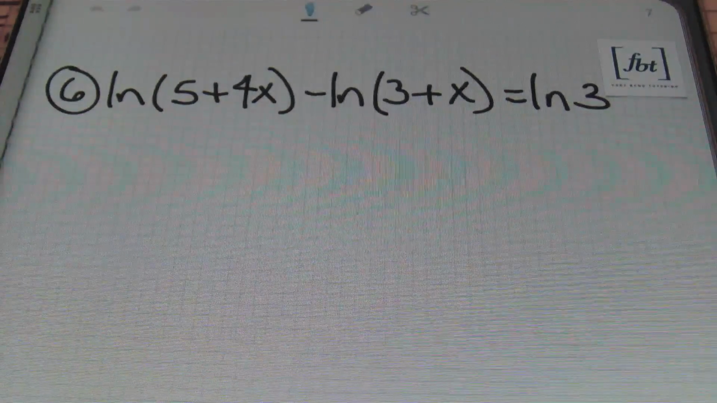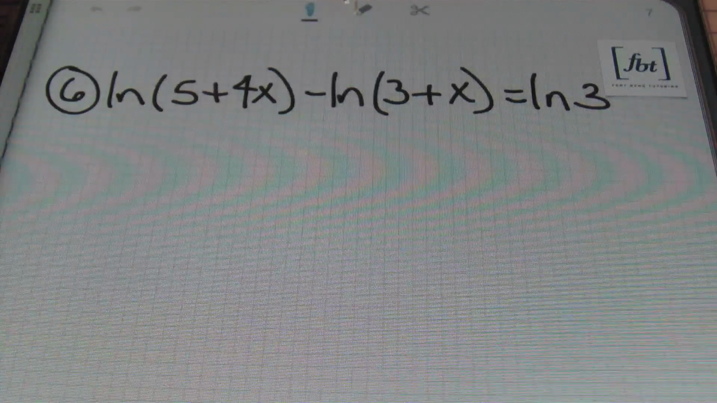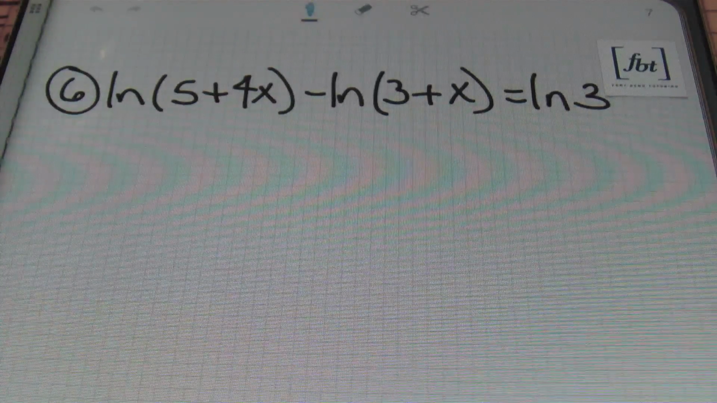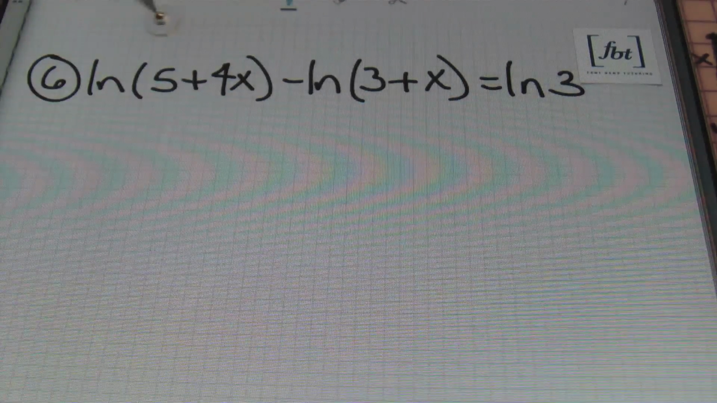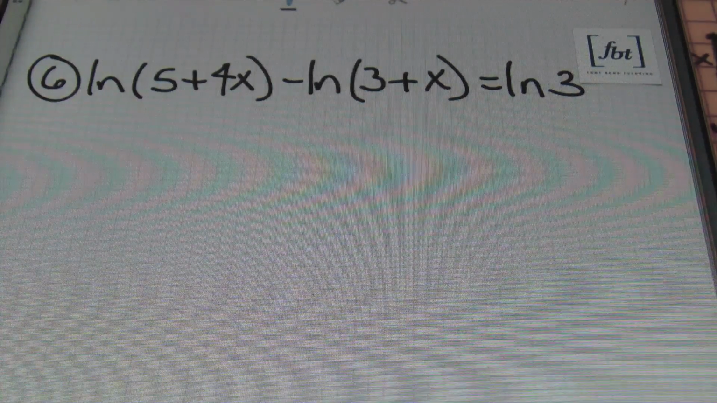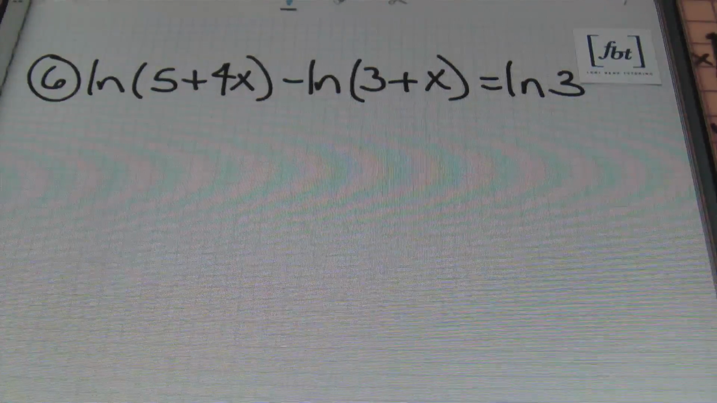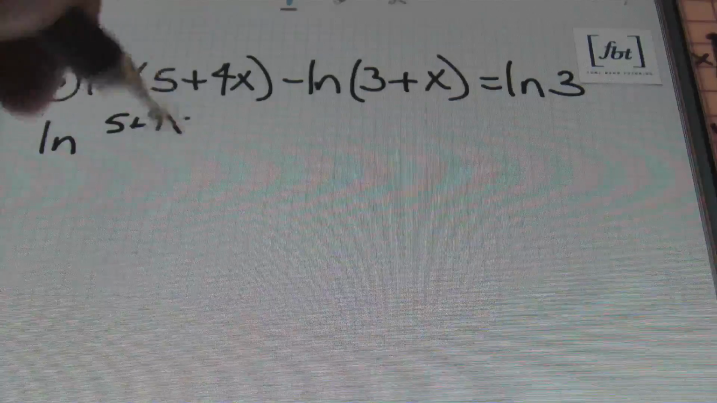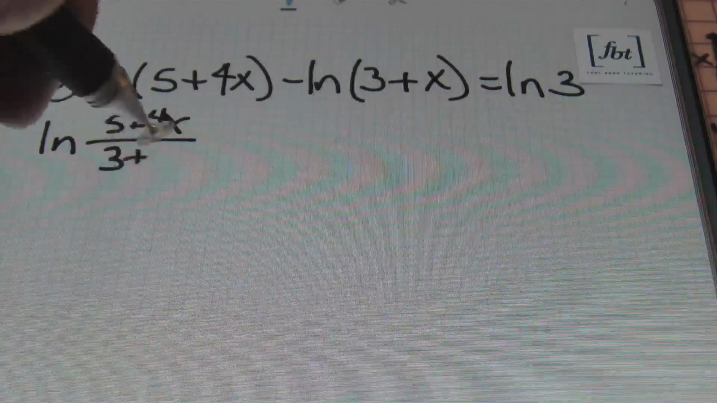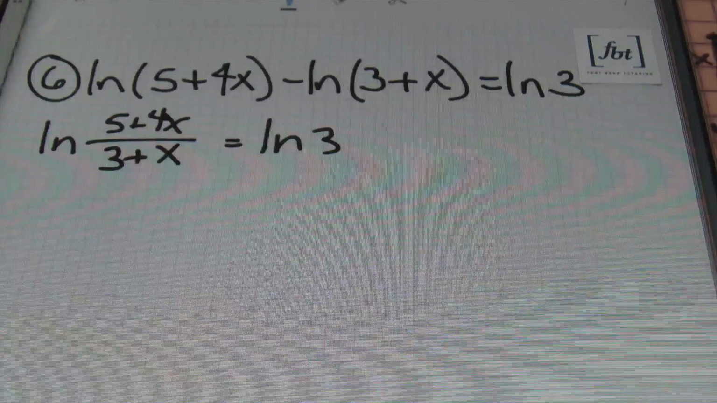All right, ladies and gentlemen, in problem number 6, we have the natural log of 5 plus 4x minus the natural log of 3 plus x equals the natural log of 3. Here, once again, I notice that I have those natural logs there with a minus sign, and that means that I can go ahead and change this into a quotient. So this is rewritten as the natural log of 5 plus 4x all over 3 plus x, which equals the natural log of 3, just like that.